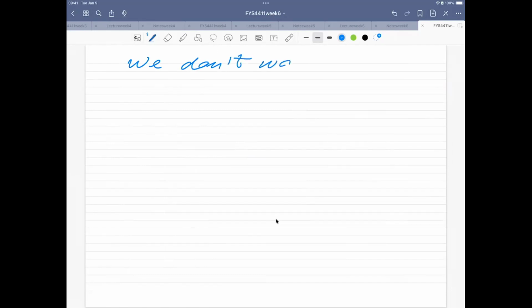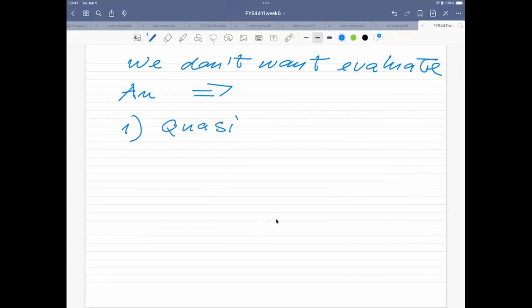And I will show you after the break why you don't want to do that, because the expressions are not going to be nice. So we don't want to evaluate A of n. So that's going to lead to a set of methods, which are called quasi-Newton methods or semi-Newton methods. And they contain methods like Broyden's method. Broyden's method is actually a very simple method where it uses the second rule to evaluate the second derivative.